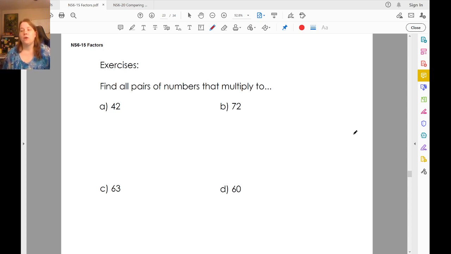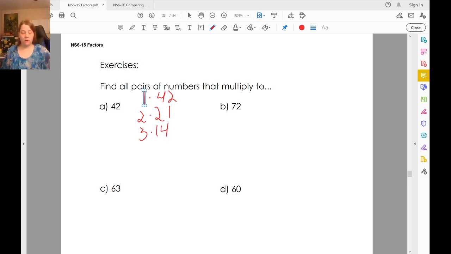So they want you to find all the pairs of numbers that multiply to 42. So I know that we have 1 times 42. I know that 42 can be divided by 2, and that would be 21. And I know that 42 can be divided by 3, because I know that 3 times 10 is 30. 3 times 11 is 33. 3 times 12 is 36. 3 times 13 is 39. And 3 times 14 is 42.